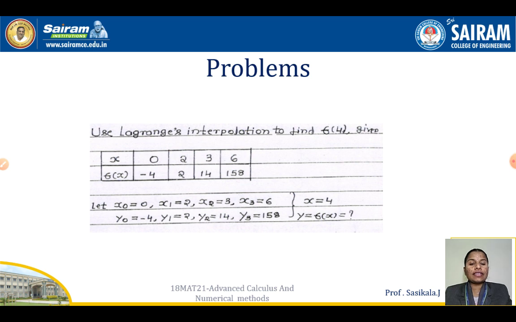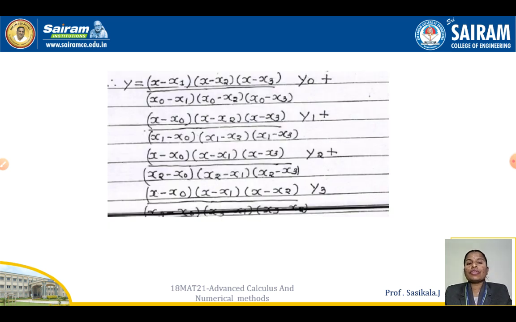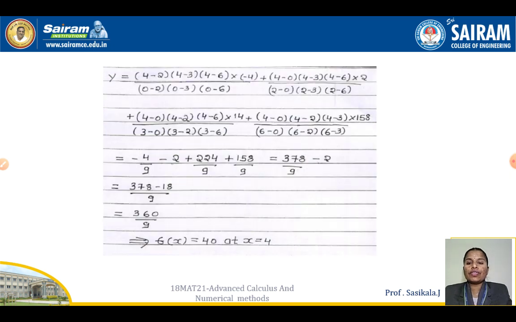The question is asked: if x is equal to 4, find your y value. Got it? So now go with your formula. As per the formula, we write the formula and substitute all the values from the given question. After substituting, we can easily simplify. It's just simple numbers. You can simplify and finally add all these 4 terms. You get the answer 360 by 9, which is 40. So at x is equal to 4, the y value is 40.